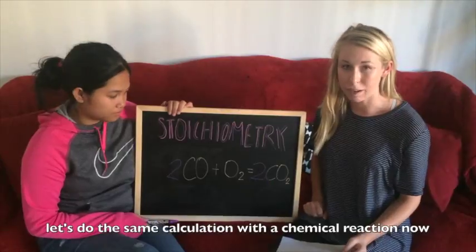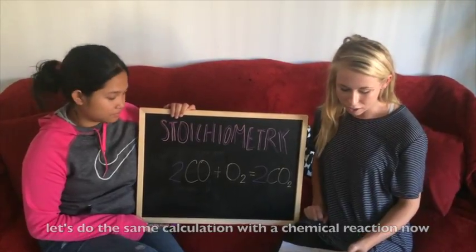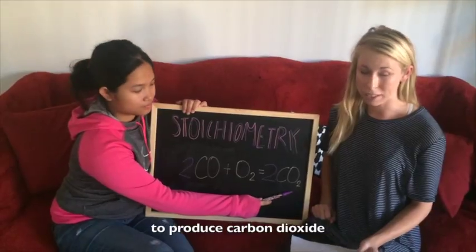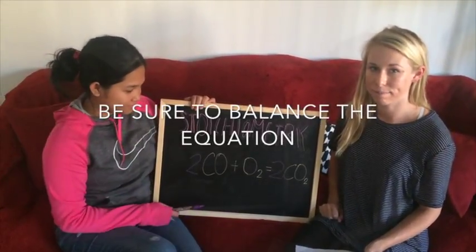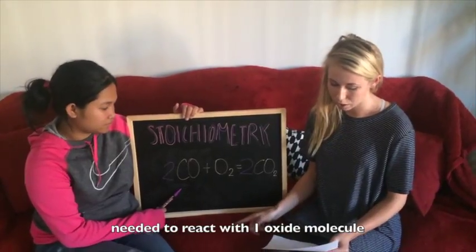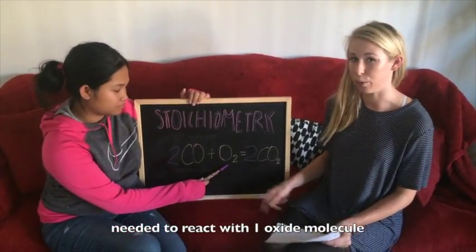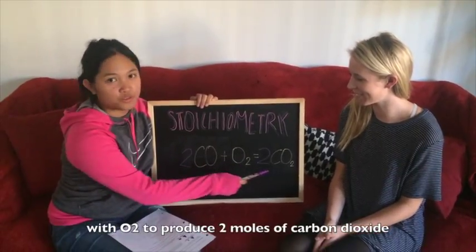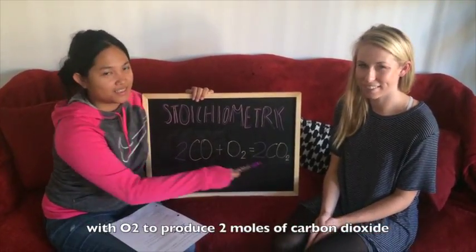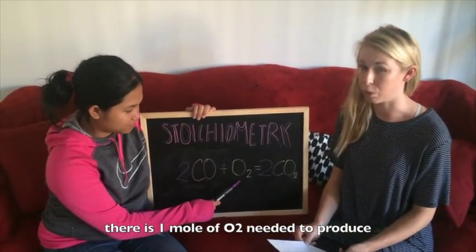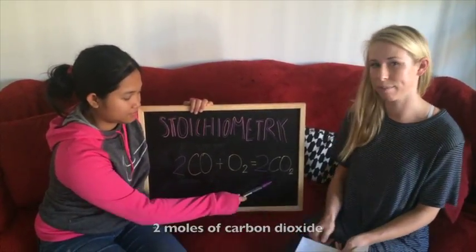The same calculation for a chemical reaction now. Carbon monoxide reacts with oxygen to produce carbon dioxide. There are 2 carbon monoxide molecules needed to react with 1 oxygen molecule. 2 moles of carbon monoxide are needed to react with O2 to produce 2 moles of carbon dioxide. 1 mole of O2 is needed to produce 2 moles of carbon dioxide.